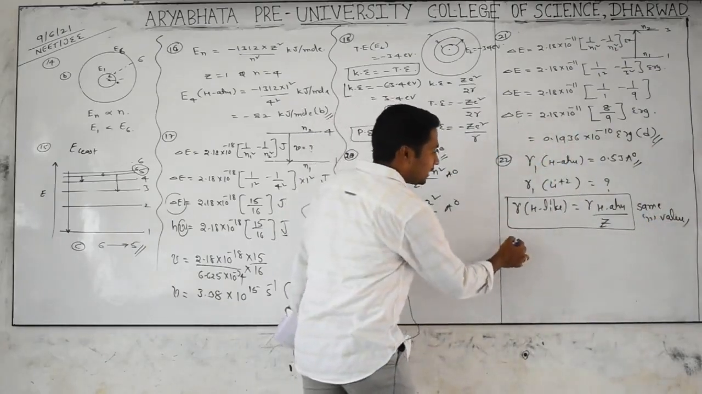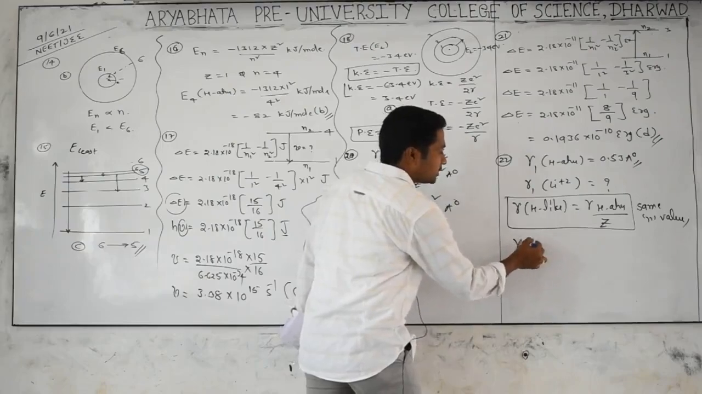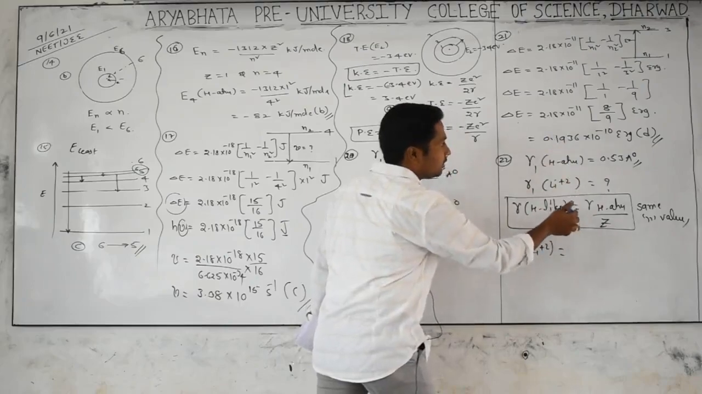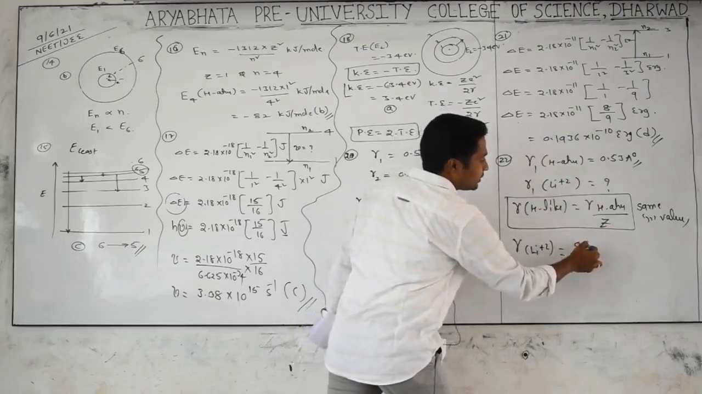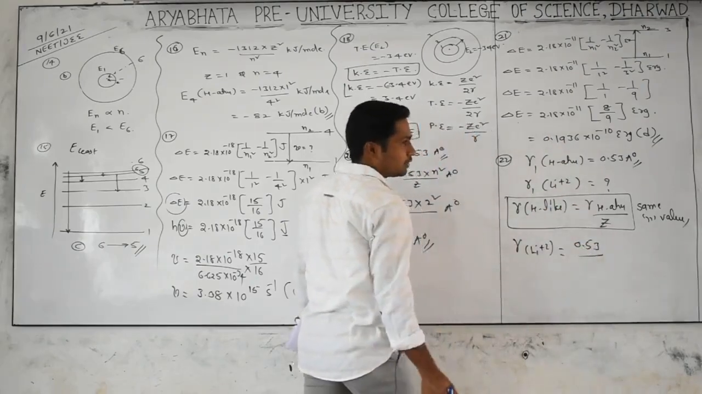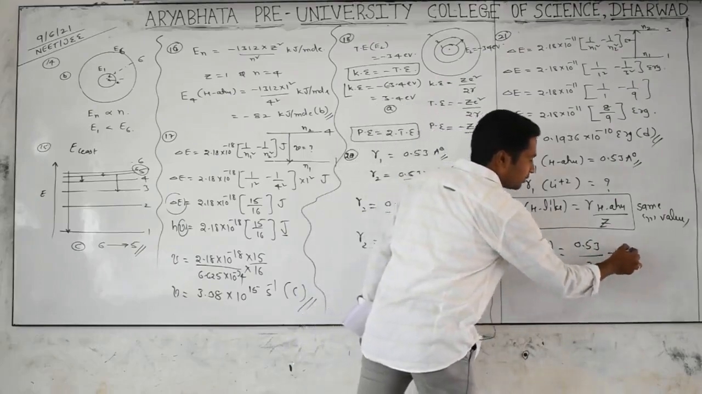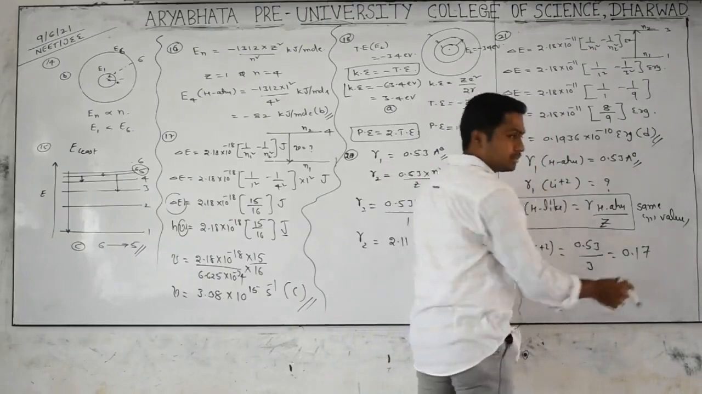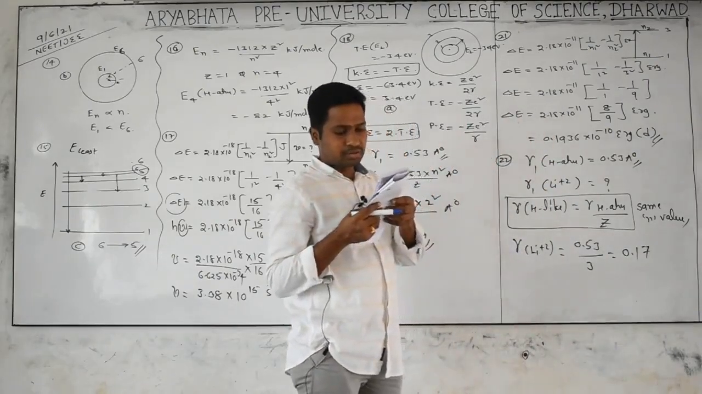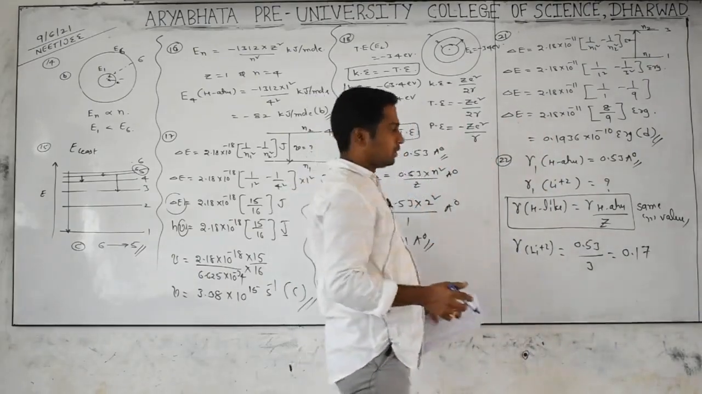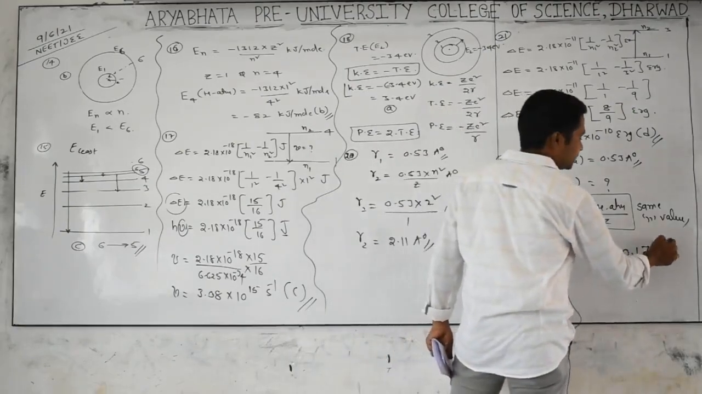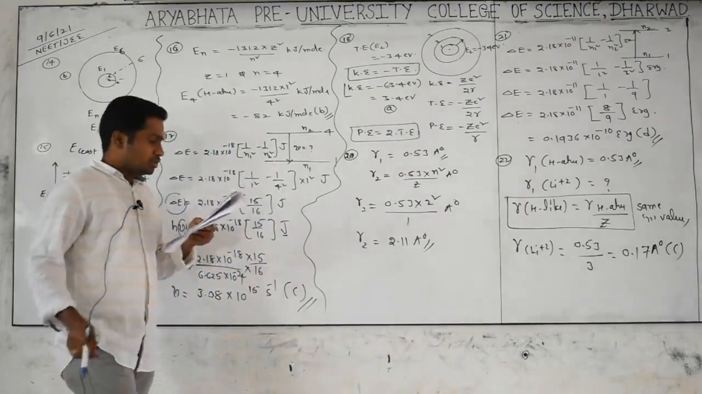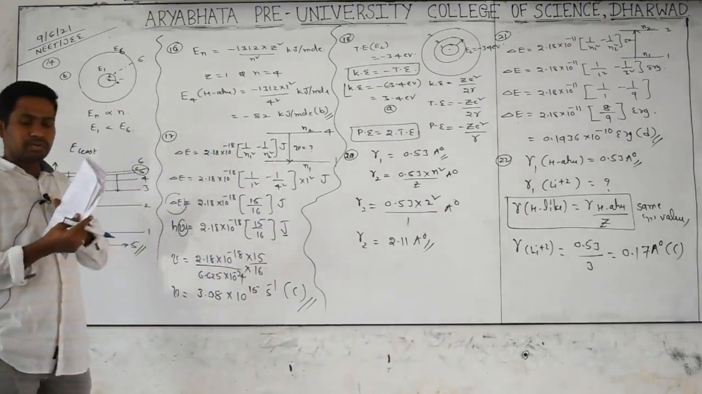Now the radius of the hydrogen-like species, Li plus 2, equals the radius of hydrogen atom, 0.53, divided by the Z value for lithium, 3. So we get 0.17 angstrom units. So it is option C, 0.17 angstrom units. Yes, it's clear. So question number 22 is over.